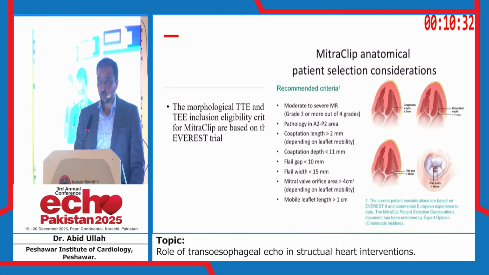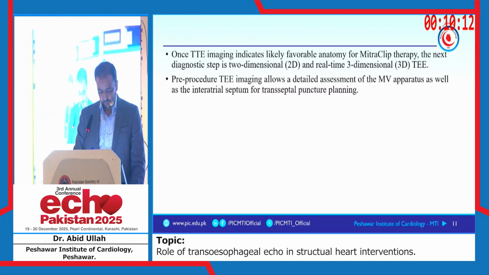The coaptation length has to be more than 2 millimeters, and the depth less than 11 millimeters, to avoid the risk of clip failure. The flail gap should be less than 10 millimeters, and the flail width less than 15 millimeters. A mitral valve orifice area of more than 4 centimeters squared is needed for these clips.